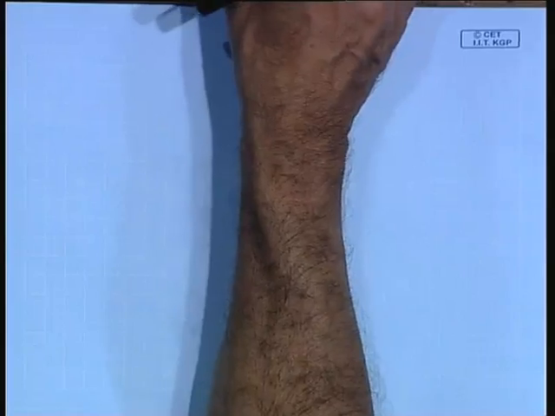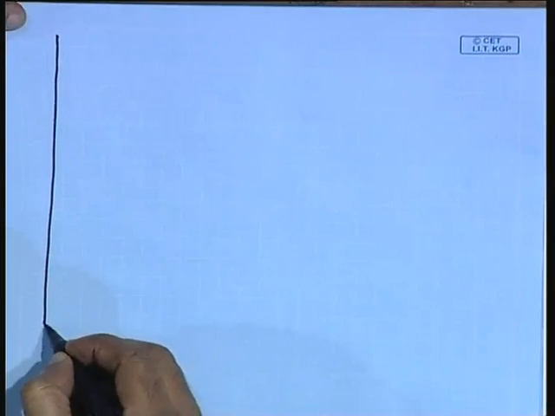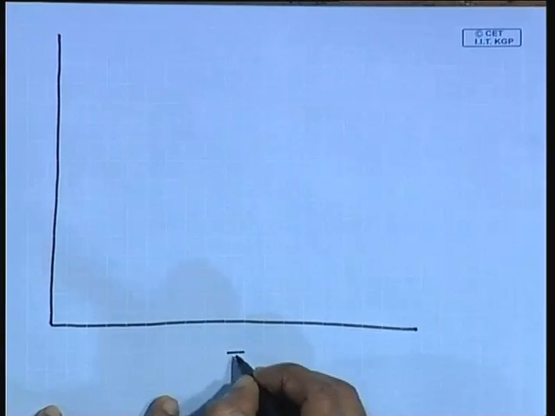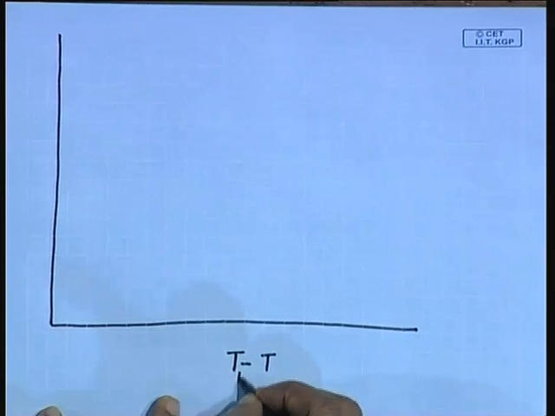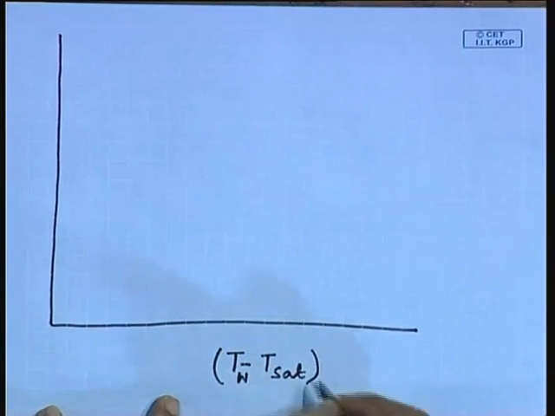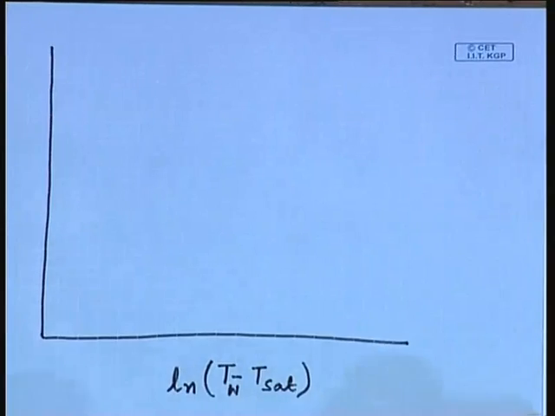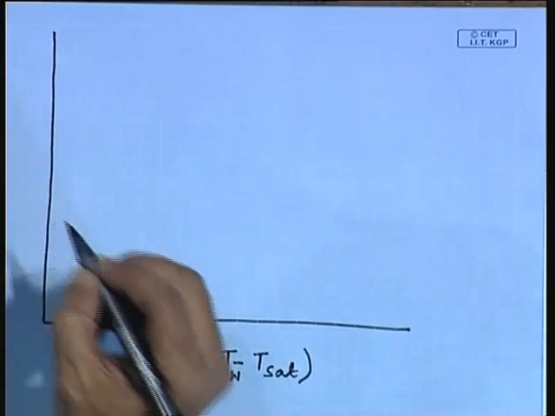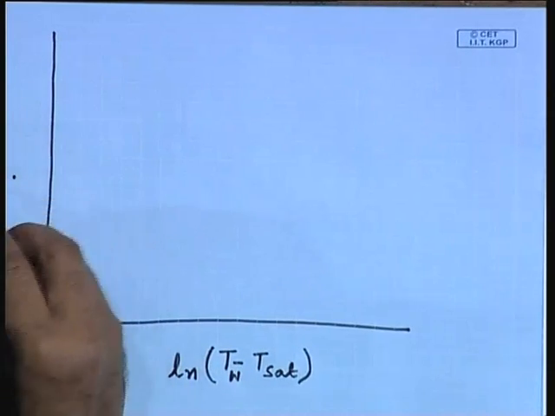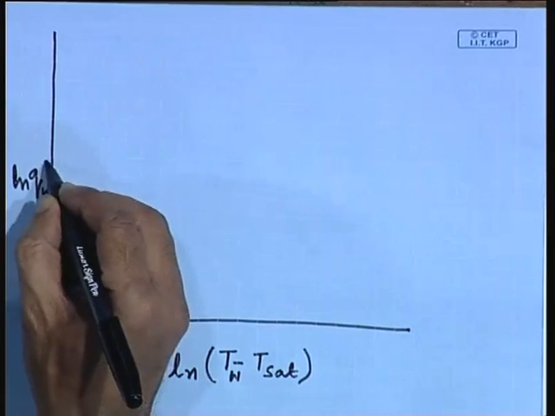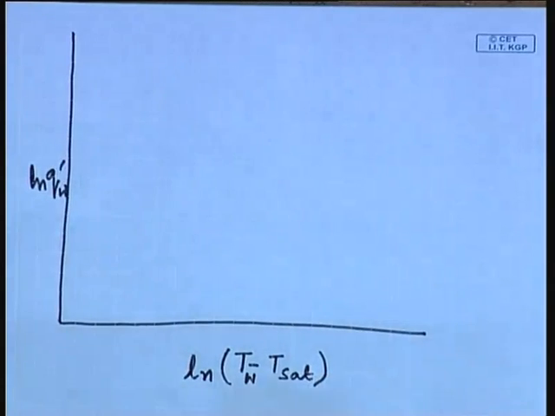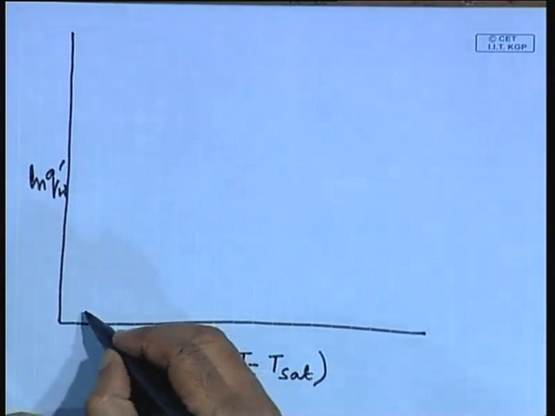So, for the sake of our discussion we will go back to that curve, rather I will redraw that curve with greater features, and let us see how the detail of a pool boiling curve under temperature control condition looks like. So, under temperature control condition we have here Tw minus Tsat. Conventionally a logarithmic scale is used, and then the curve looks like this.